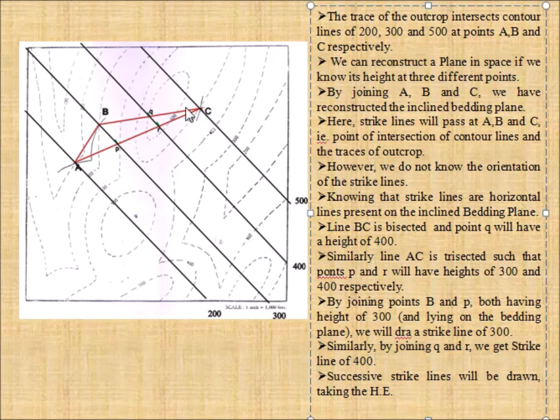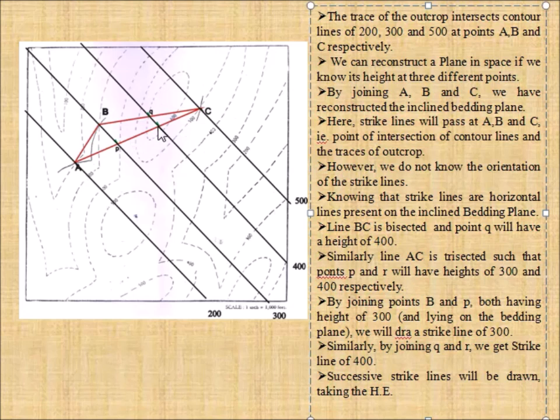Now if we bisect this line and say the bisector is at point Q, this Q will naturally have a height of 400. Similarly, A is having height of 200, C is having height of 500. If we trisect this line and you have got this point P and point R here, since A has a height of 200 and C a height of 500, this line again will be lying on the bedding plane. So this point will have a height of 300 and this will have a height of 400.